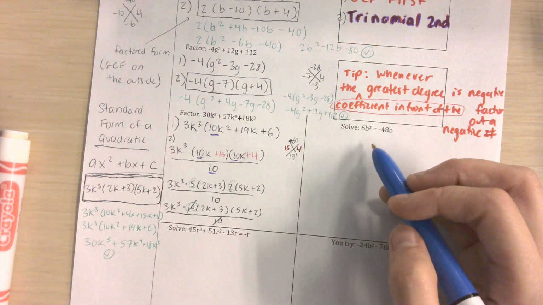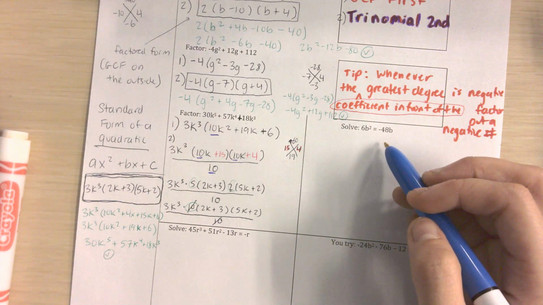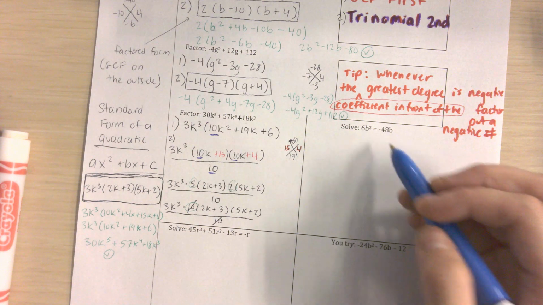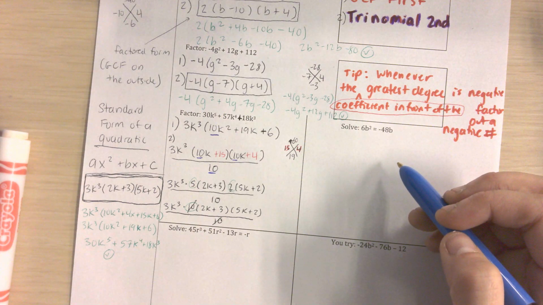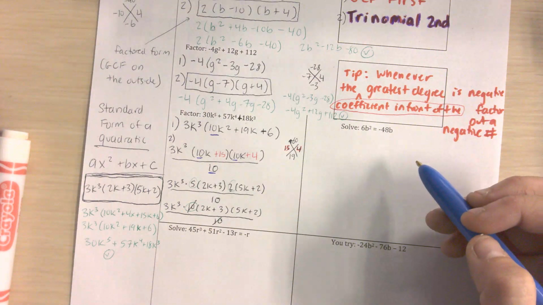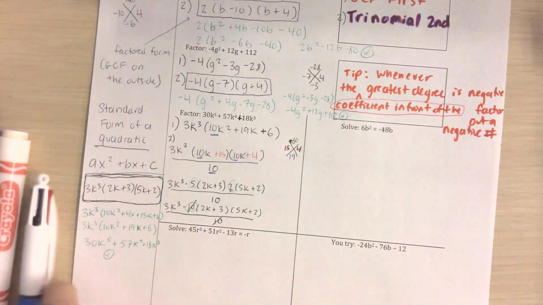When you see this, a lot of people, the first thing they'll do is divide both sides by 6, and then try to figure it out from there. So I want to be very clear.